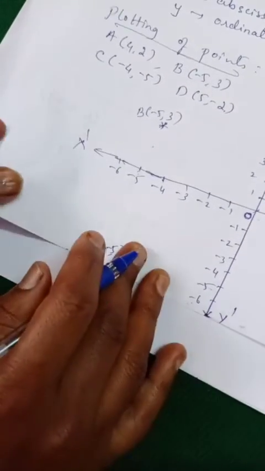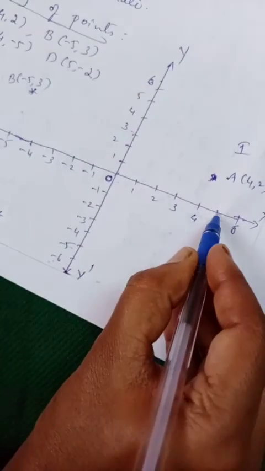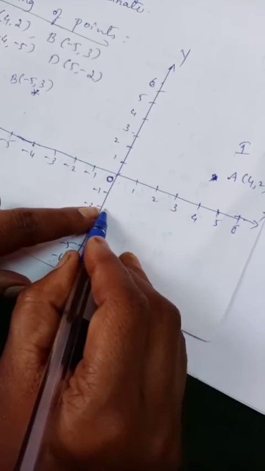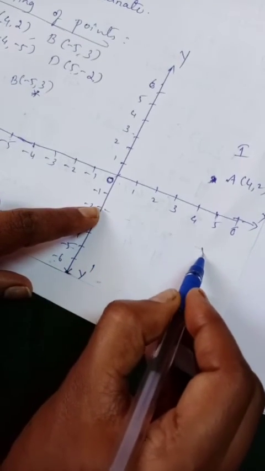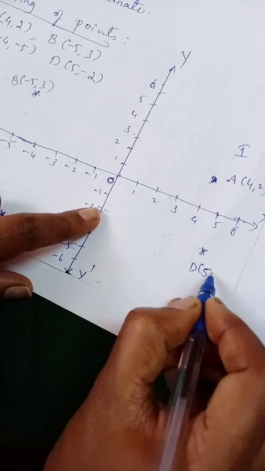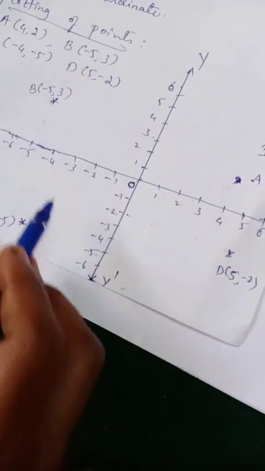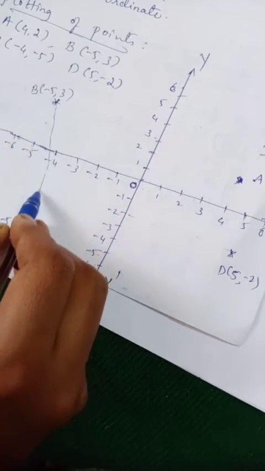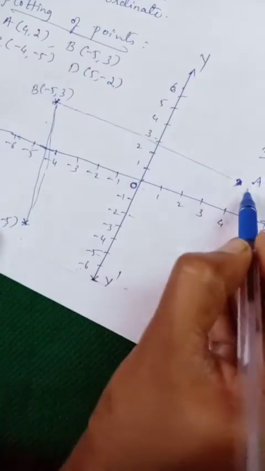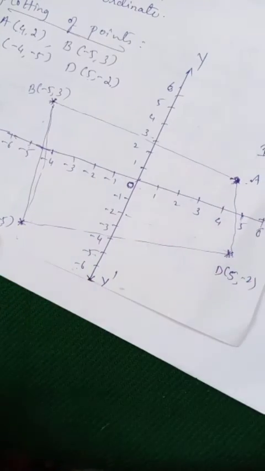Then D is 5 and minus 2, which is the fourth quadrant. That is 5 on the x-axis. Then minus 2 is on the y-axis. So minus 2 is here, then 5 is here. So this is D, 5, minus 2. So when you join them, it is like this way.